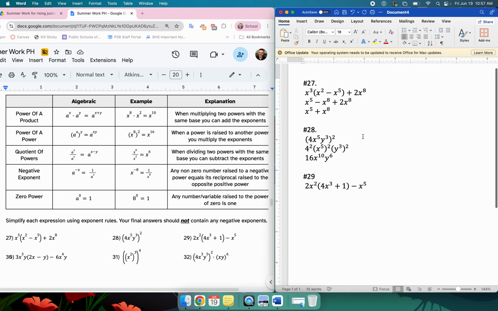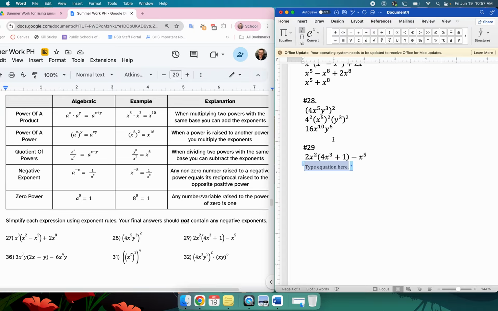Okay, number 29, we have the expression 2x squared times 4x cubed plus 1 minus x to the 5th. Once again, I would start by distributing the 2x squared to the terms in parentheses, just like we did in 27. So 2x squared times 4x to the 3rd is, well, you multiply the coefficients. 2 times 4 is 8. As far as the variables are concerned, x squared times x to the 3rd, that's x to the 5th. You're going to add those exponents. Plus 2x squared times 1 is just 2x squared, and then minus x to the 5th.